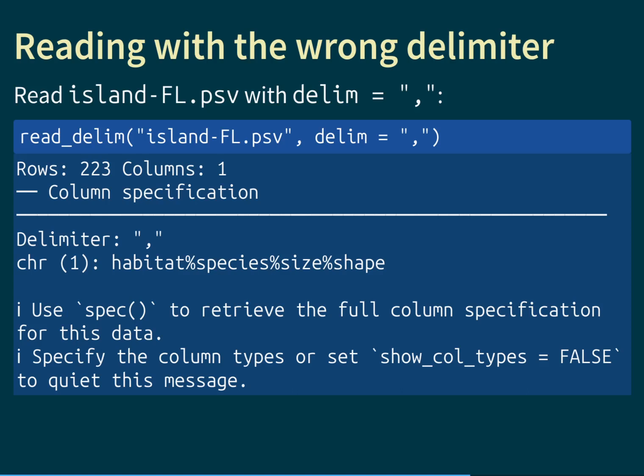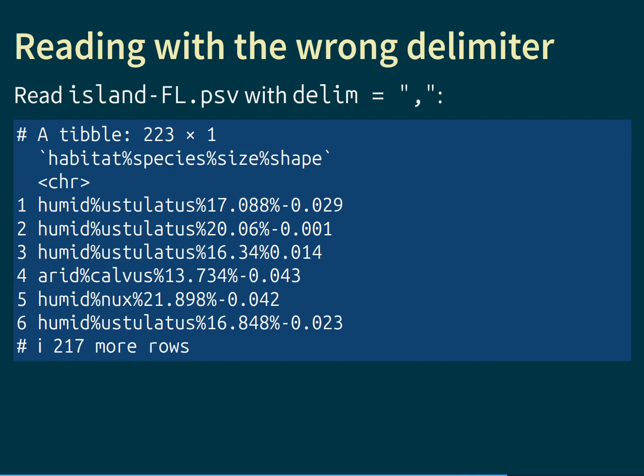And if we look at the actual data and its output, you'll see that it has one single column which has this silly name, habitat percent species percent size percent shape. It's of type character string, and its entries are all the entries that we know really should go into the data mushed together into a single character string. So the numbers you see in the entries are not actual numbers. In this case, they're treated as text.